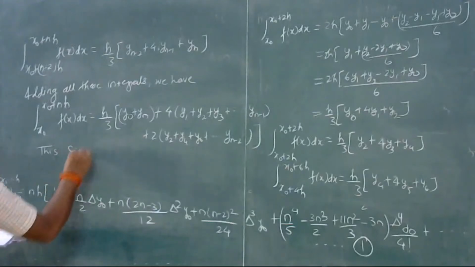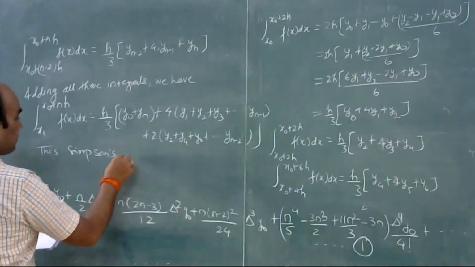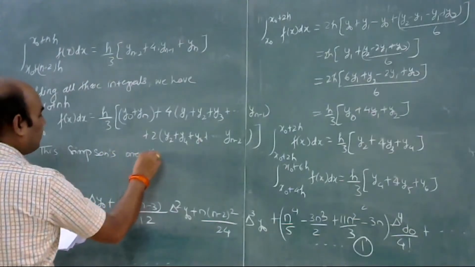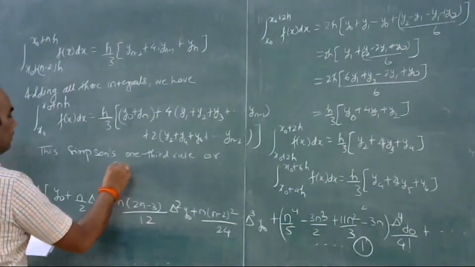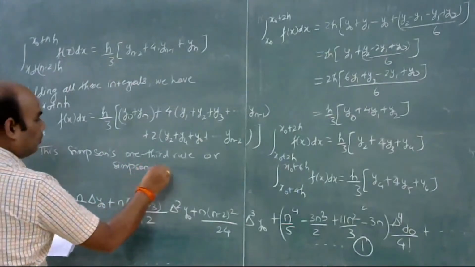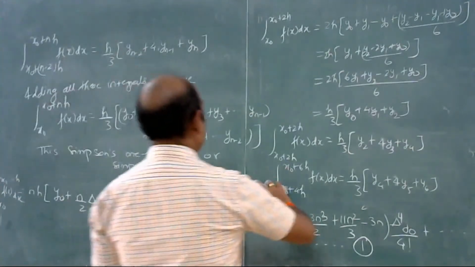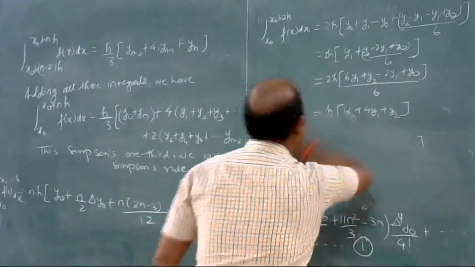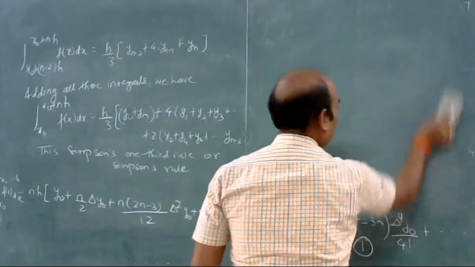So you have to remember all these formulas. Remember Simpson's 1/3 rule. Okay, or Simpson's rule. Okay, so if it is given only Simpson, this is the second quadratic formula. Then similarly you can find the third quadratic formula. It is Simpson 3 by 8 formula. Okay.